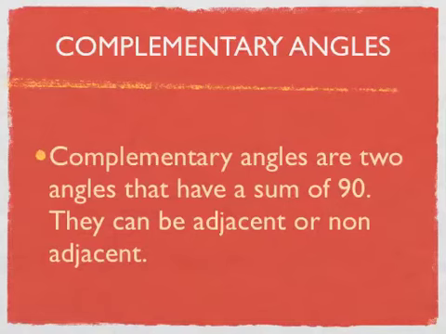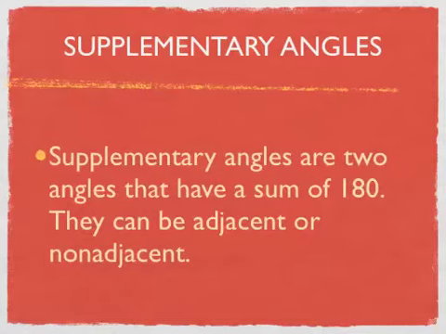Complementary angles are two angles that have a sum of 90 degrees. They can be adjacent or non-adjacent, so they do not have to be sharing a ray. Supplementary angles are two angles that have a sum of 180 degrees. Again, they can be adjacent, sharing a ray, or non-adjacent. They don't have to be sharing a ray.